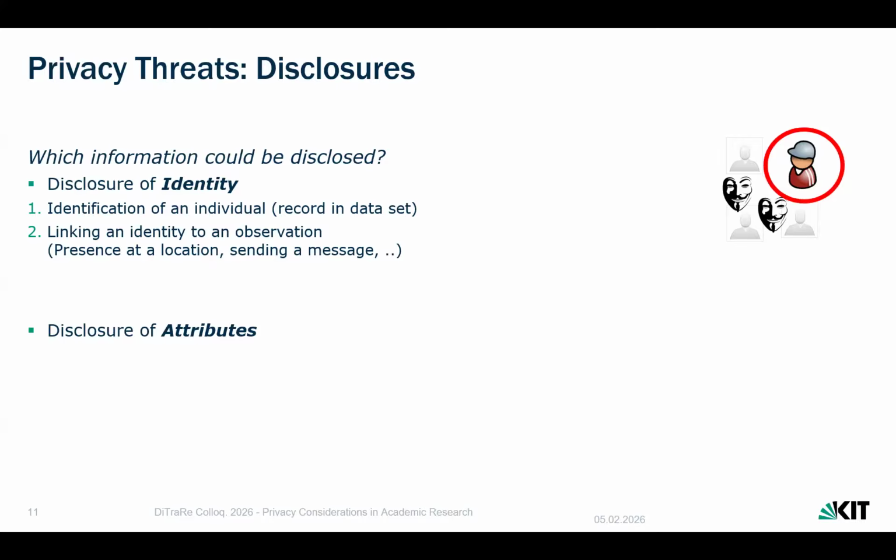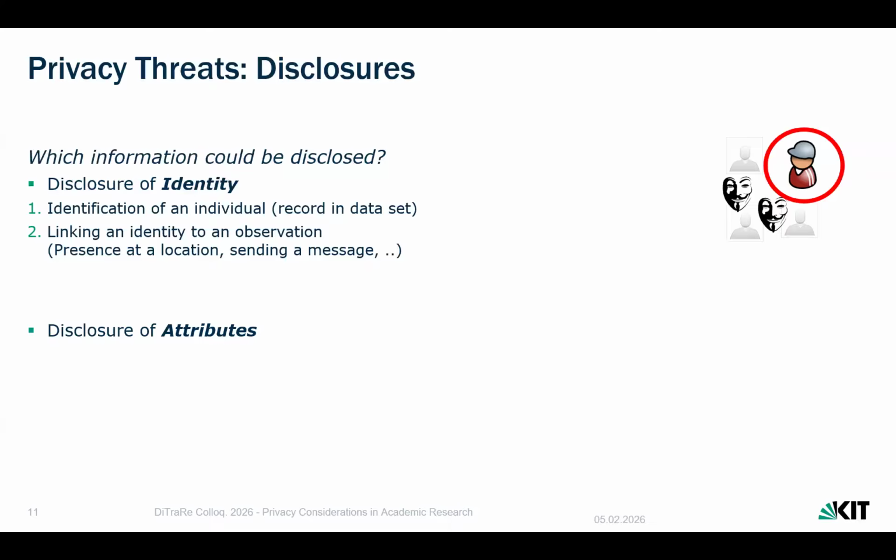The same can be that we can link an identity to an observation. For instance, if we think about anonymization systems like Tor, if you don't use Tor, but you send an email or any message over the internet, then of course the observation of the message contains the IP address from where you sent it, so you can directly link the information to a certain identity.